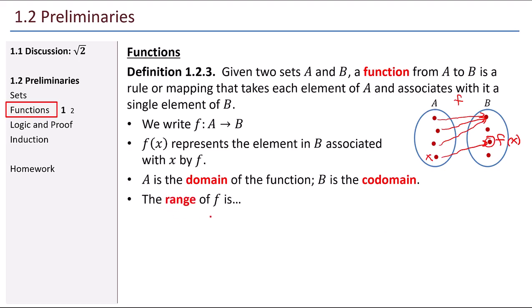Now, what is the range of my function? Do you know what that is? How would you write the range as a set? Here's one way. So sometimes you might see RNG, range of f. It's the set of all f of x, such that x is an element of A. That's one way we might represent the range.